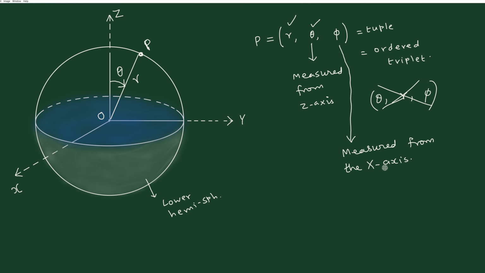One angle will be measured from the z-axis, another angle will be measured from the x-axis. That means the angle which is measured from the z-axis is known as the polar angle, and any angle that you measure from the x-axis is known as the azimuthal angle. The order of r, theta, phi is to be maintained, and let us now ask the question, where is phi? Now phi representation requires some small work, and that's what I am going to explain.